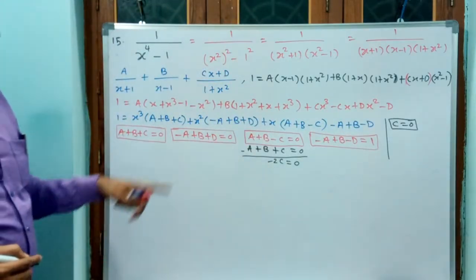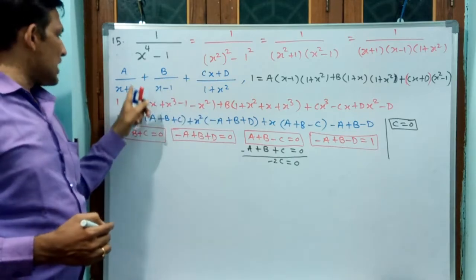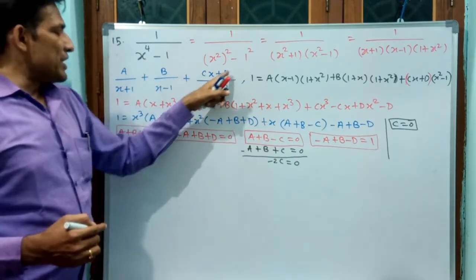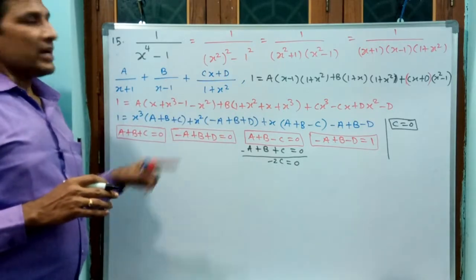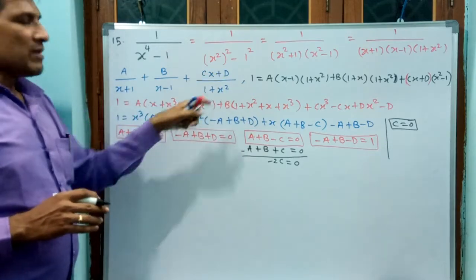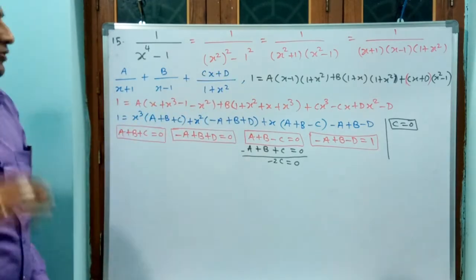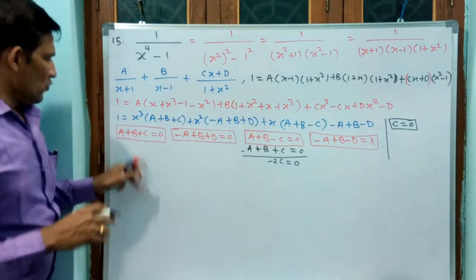What is the advantage? The advantage is here cx plus d is there. C is 0 means you have to take only a by x plus 1, b by x minus 1, d by 1 plus x square, unless these are zeros. The cx term has been eliminated because of c. Only you have to take here d by 1 plus x square. Let us find the d value also. C value has come, so you can write like this.